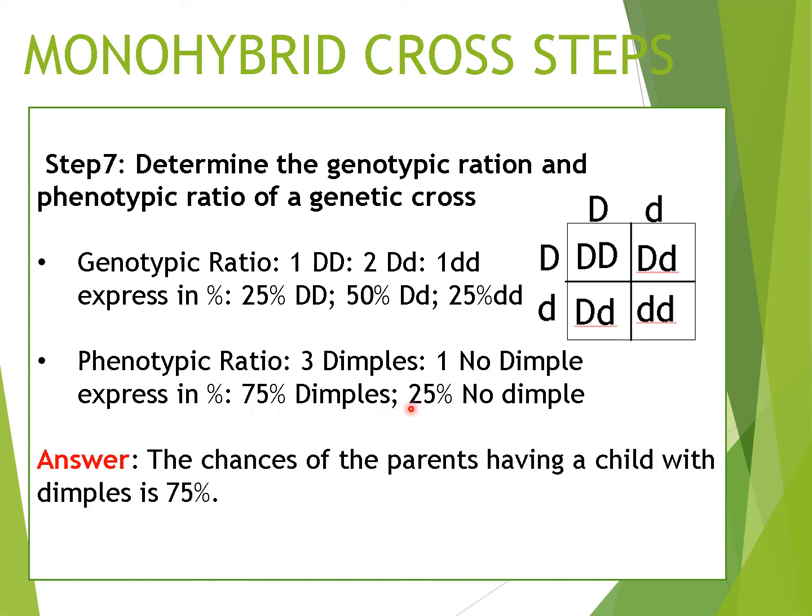Going back to the actual question, what is the chance that parents who both have a heterozygous genotype will have an offspring that has dimples? We get a chance or possibility of 75%.